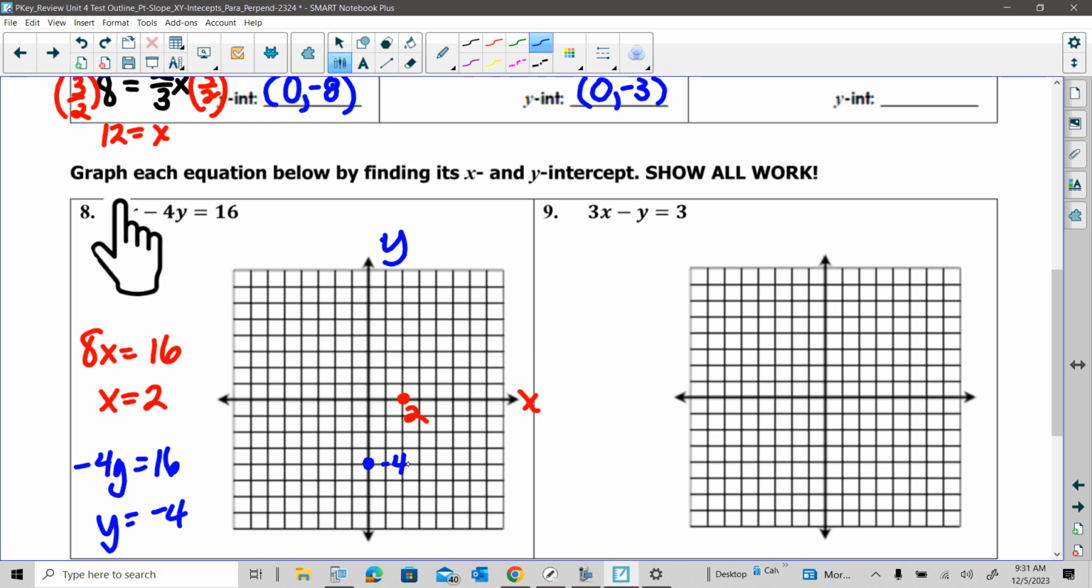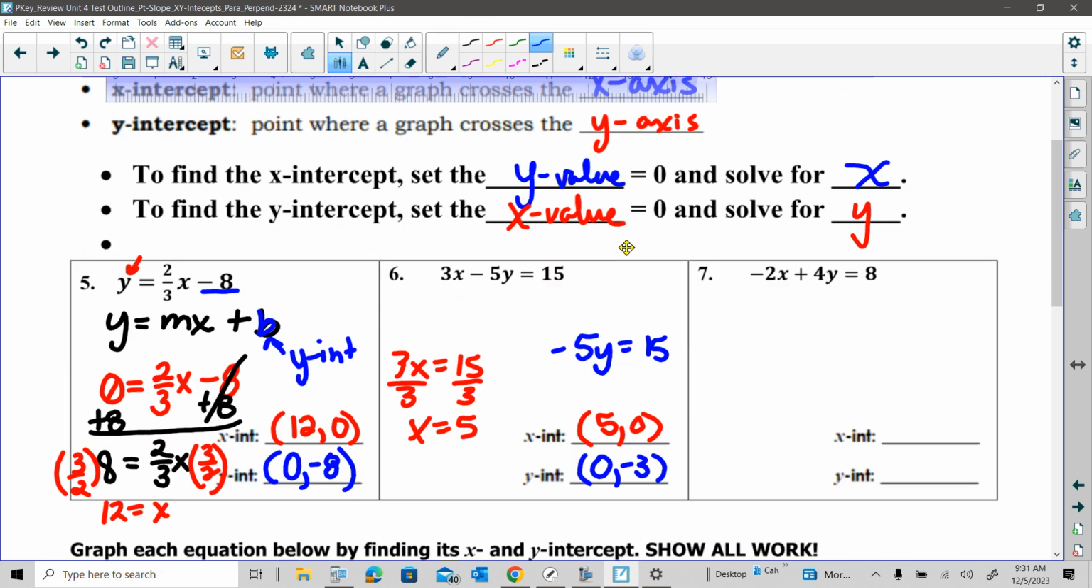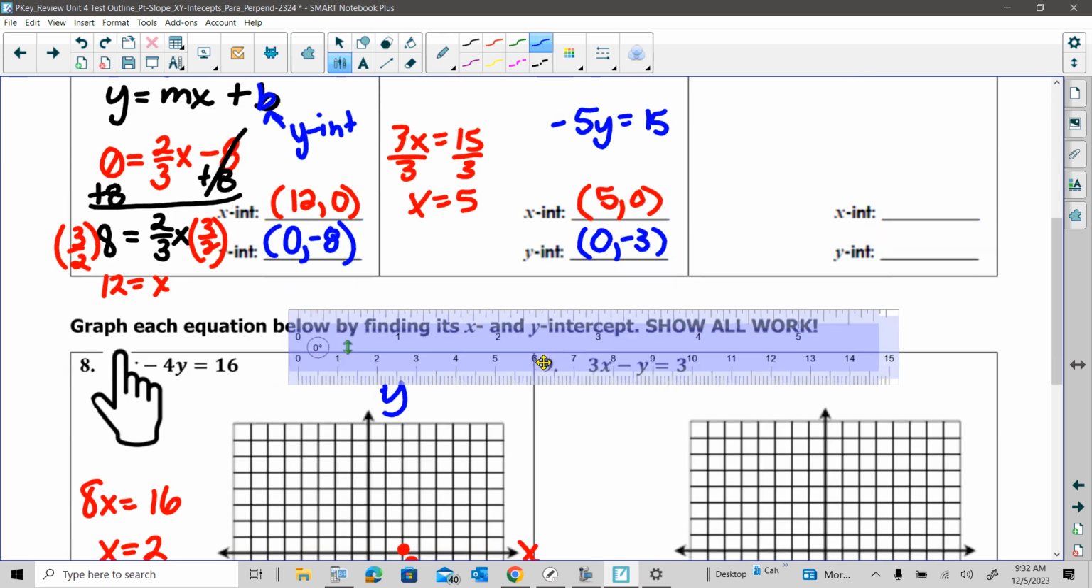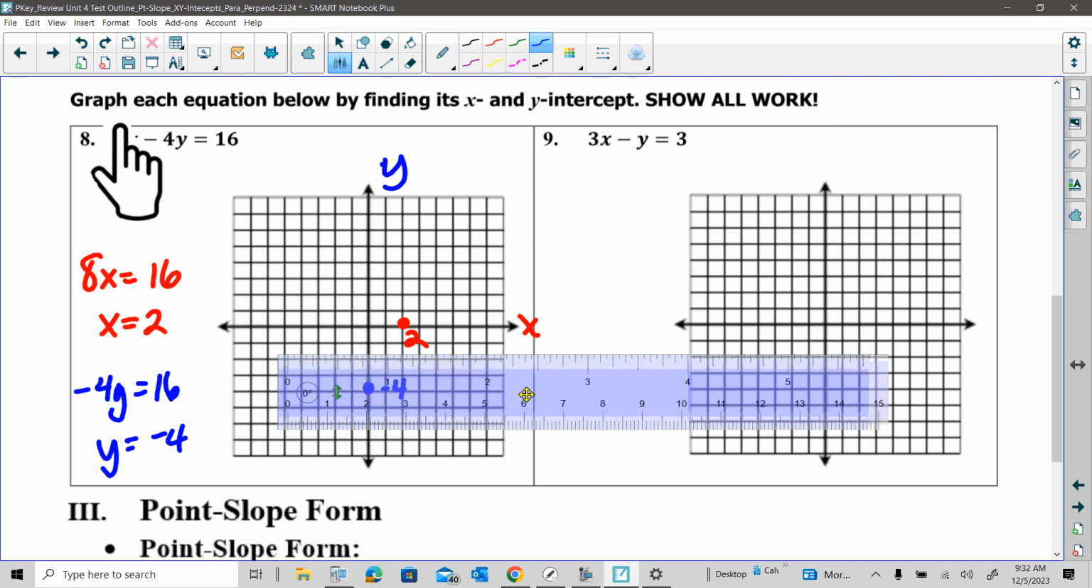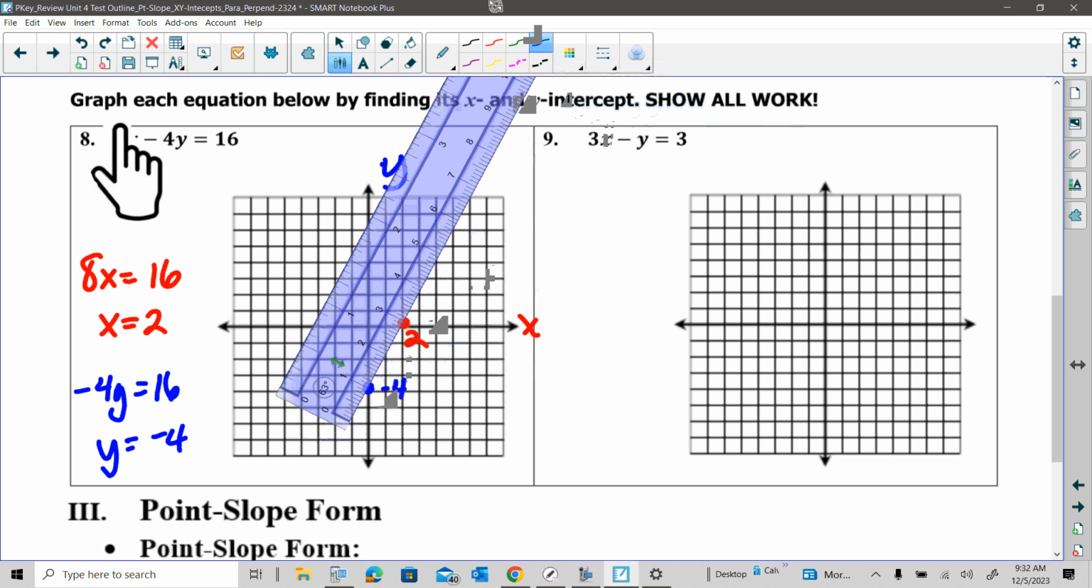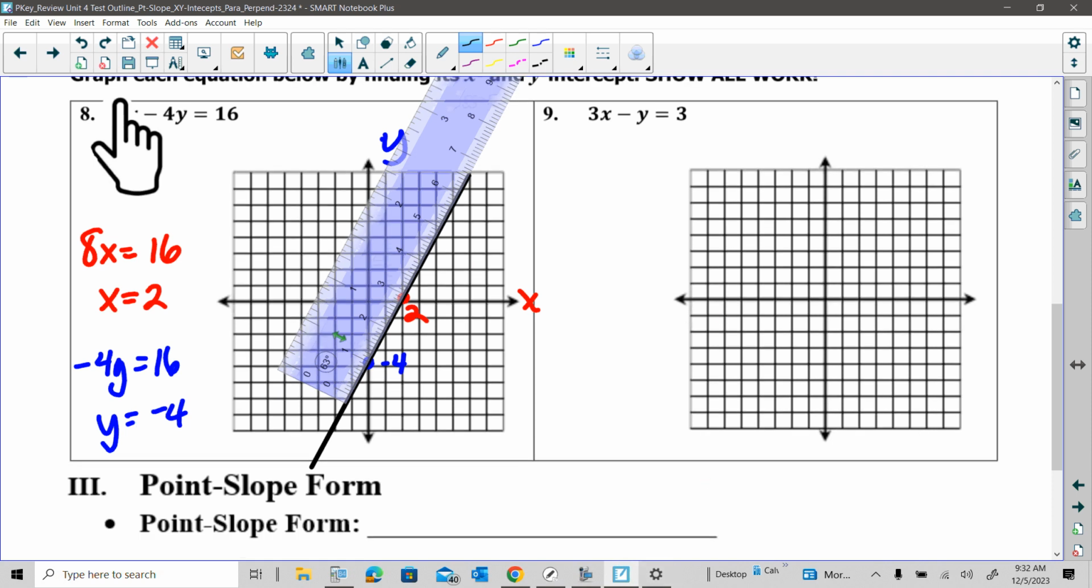And now we're going to draw a line through the points. Let me get my ruler. All right, so get a ruler out of the box, and we're going to line it up and draw our line through the points. Okay? All right, finish 9. Check your understanding on 9.